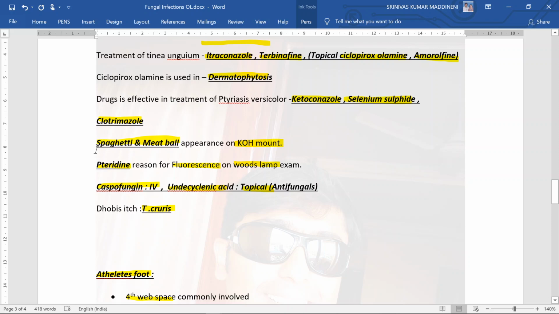In tinea versicolor, we can find a spaghetti and meatball appearance on KOH mount. This can also be given as banana and grapes appearance. And in tinea versicolor, on Wood's lamp examination, you can find fluorescence. That is seen because of the pteridine which is present in tinea versicolor. And a few points about the other antifungal agents which are available. IV formulation caspofungin, topical undecylenic acid. Tinea cruris is called dhobi itch.